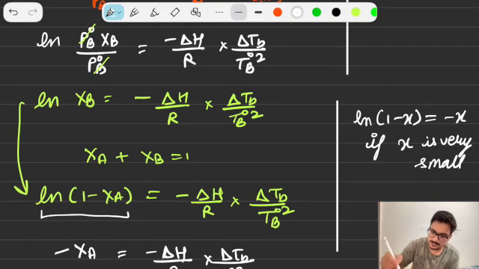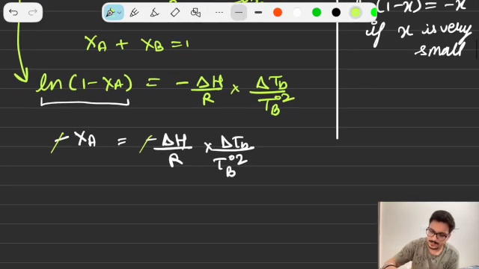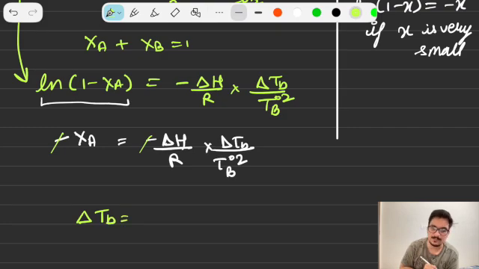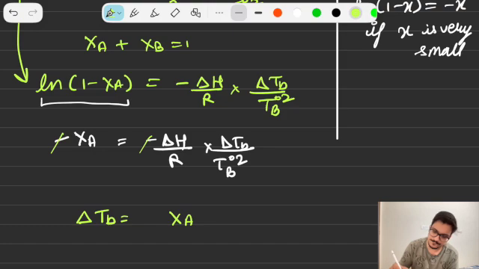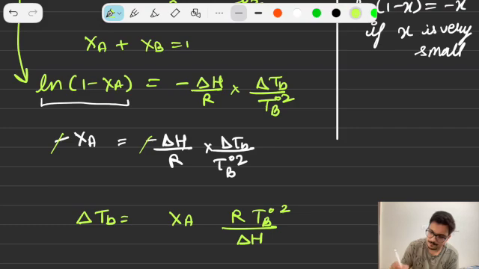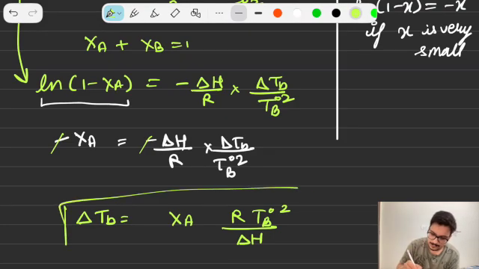So you can see that negative and negative will cancel out each other. From here I can find delta TB, the elevation in boiling point, which would be equal to mole fraction of A into R times T naught B square upon delta H.